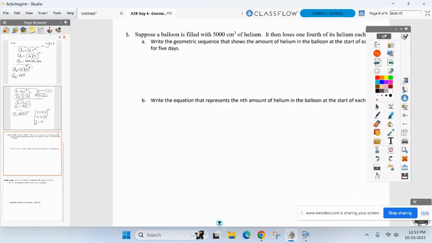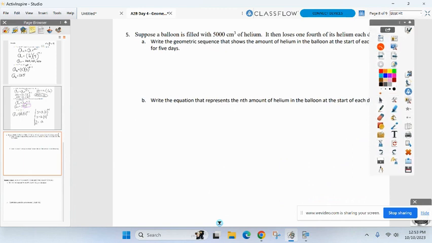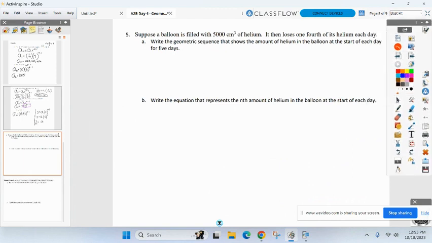Quick word problem. I'm starting with 5,000 cubic centimeters of helium. It loses 1/4 each day. Write me a sequence that shows how much helium is in the balloon at the start of the day. So we're just writing a sequence now. So we know day 1 is 5,000, right? Day 1, 5,000. Nothing fancy here. Can you guys help me find how much helium is in there?